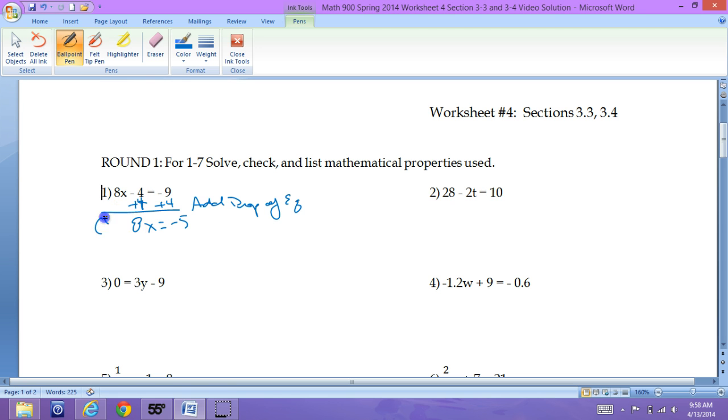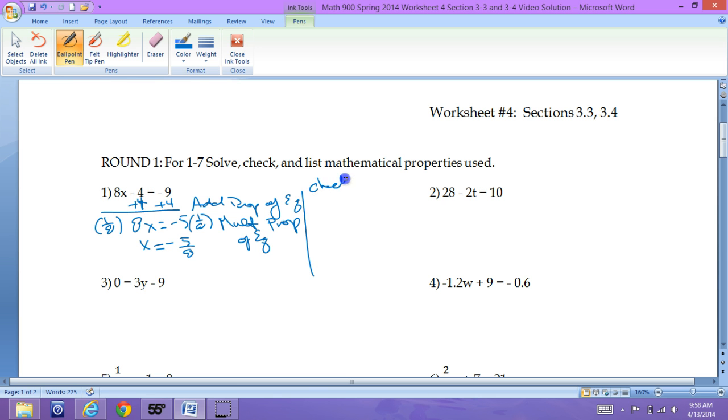And then we're going to use the multiplication property of equations to multiply both sides by the reciprocal of the coefficient of the variable, which is 8. So the reciprocal is going to be 1/8, and then 1/8 times 8 is x. I'm going to get negative 5/8. And this uses the multiplication property of equations.